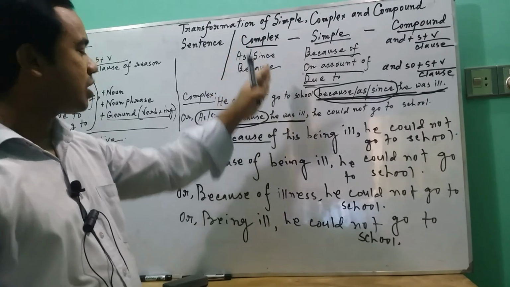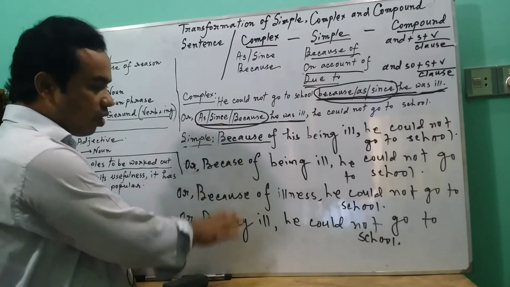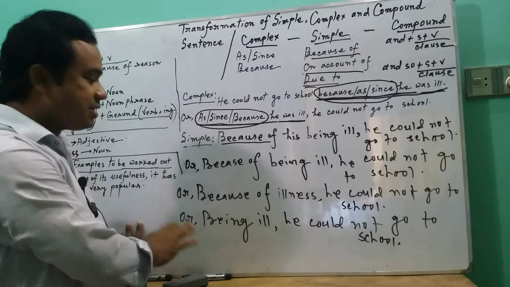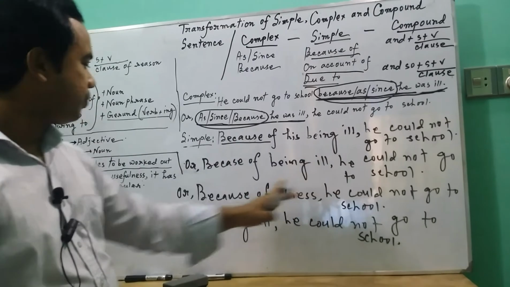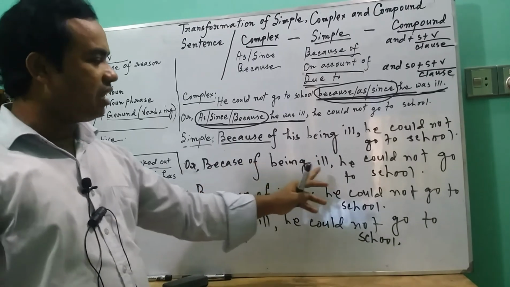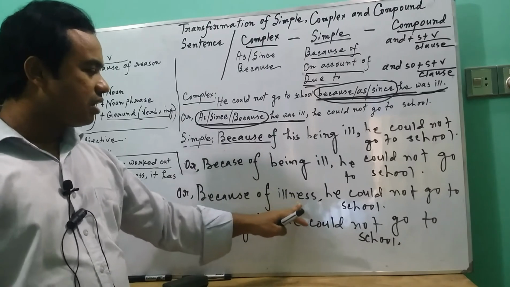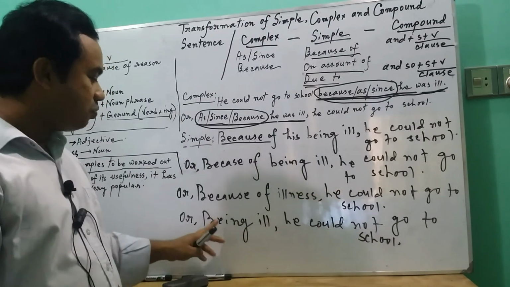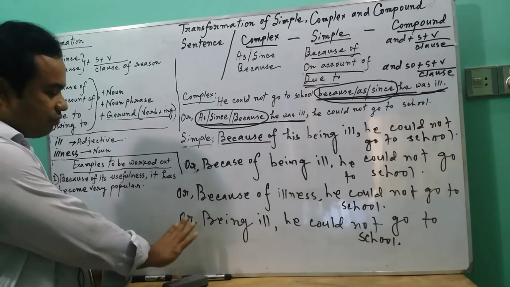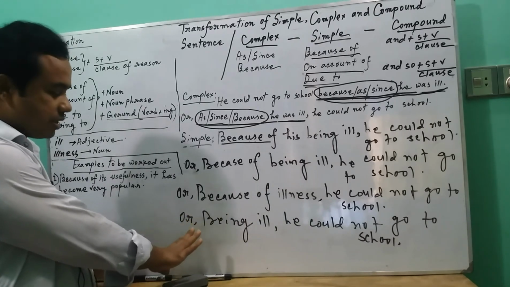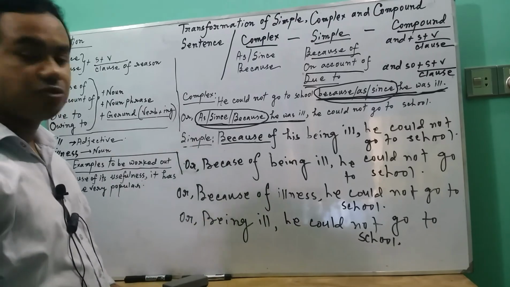In these four ways you can change the complex sentence into a simple one. And all of these sentences have the same meaning. Because of his being ill, he could not go to school. Because of being ill, he could not go to school. Because of illness, he could not go to school. Being ill, he could not go to school. In the last sentence, we have started with the present participle. Being ill, he could not go to school.